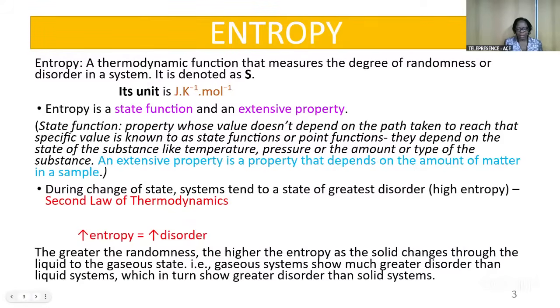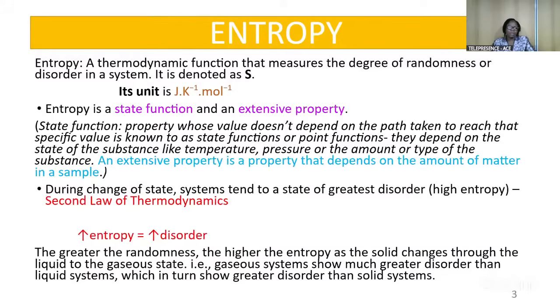I hope you know what we mean by a state function. It is a property whose value does not depend on the path taken to reach the specific value. So if you have to move from one state to another and the path is not so important, then that property is a state function. And an extensive property is a property that depends on the amount of matter. So these are properties that change depending on the concentration or number of moles, generally as the amount of matter changes.